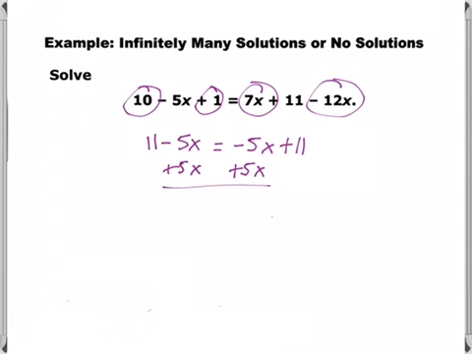And upon doing so, I should notice something very special. The x's in both cases cancel out, and I'm left with 11 equals 11. This is a true statement. There are no variables. We don't have a value for x anymore in our equation, but this is still a true statement. And since this is a true statement, this tells me that it's an identity, meaning that no matter what value of my variable I choose, it's going to work. This has infinitely many solutions.